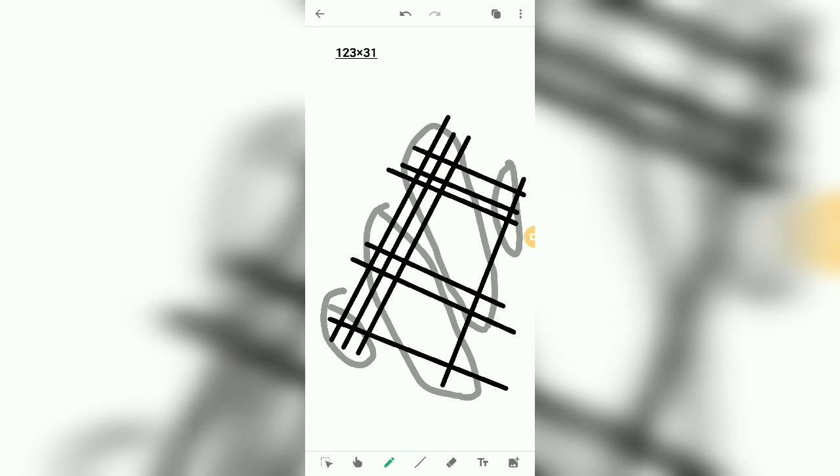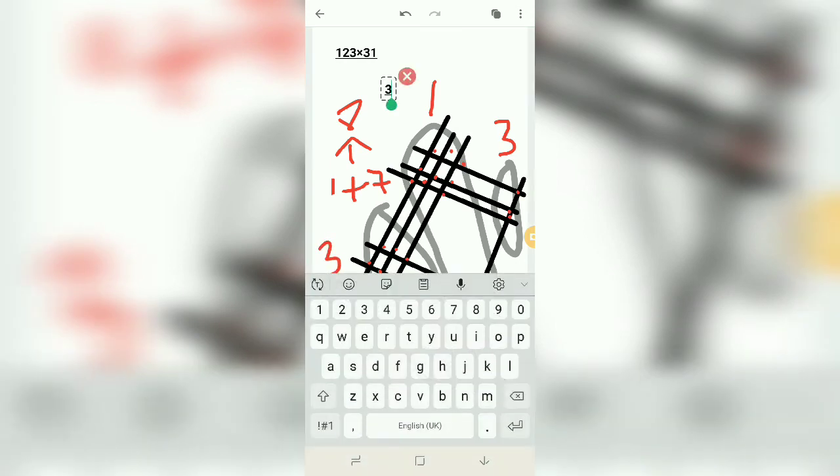Okay. So let's count. We have 1, 2, 3. And here we have 1, 2, 3, 4, 5, 6, 7, 8, 9, 10, 11. So we take our 1 and then we bring the next one here. So we have 1 plus 1 plus. Okay. Let's count. 1, 2, 3, 4, 5, 6, 7. So plus 7 gives us 8. Go to the last zone where we have 1, 2, 3. Meaning our answer is 3813.